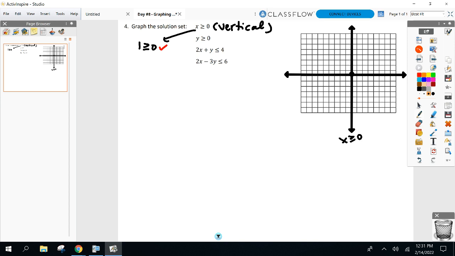All good? I'm going to do one more here with you. Y greater than or equal to 0. What type of line? That's horizontal. Going through 0. It's already graphed. What is it? A horizontal line going through 0 is the x-axis. The x-axis.